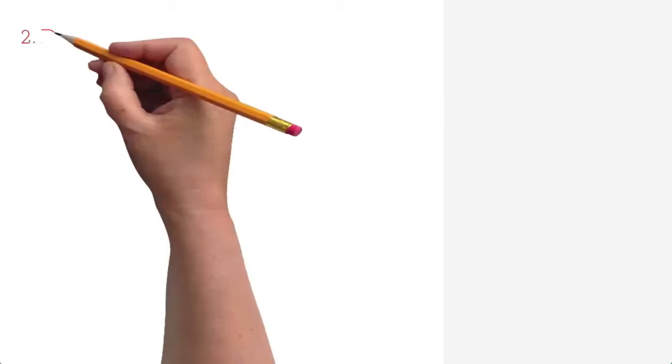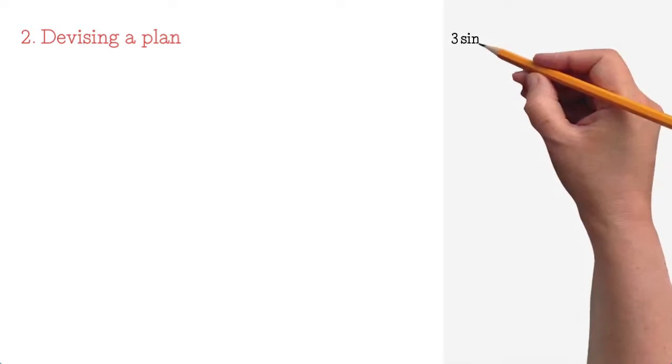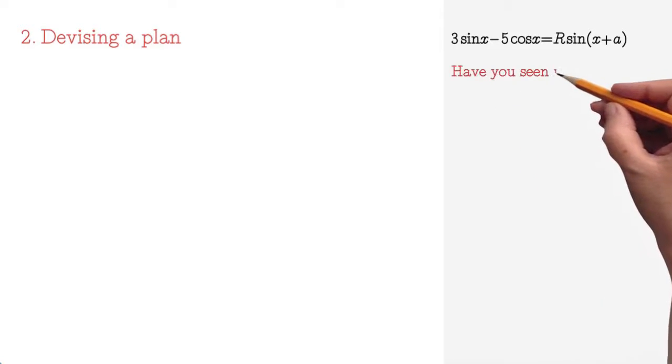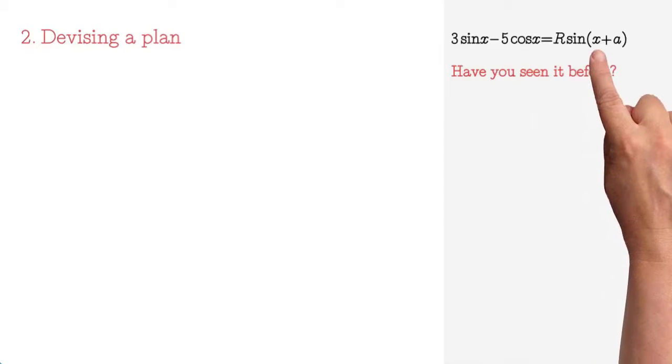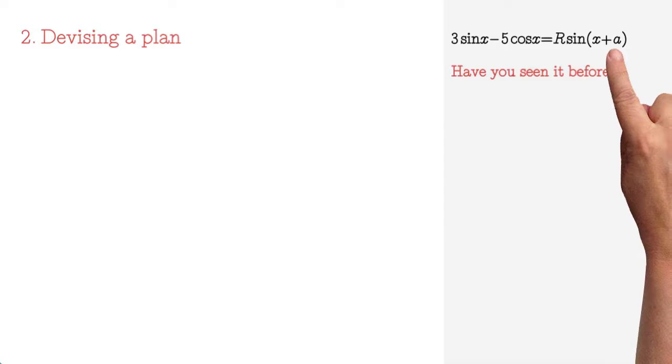Step number 2 is devising a plan. We have our equation from the previous board, and that will help us find r and a. We ask ourselves, have you seen it before? On the right-hand side, we see the sine of a sum of two angles, the angle x and the angle a. If we have studied trigonometry, we probably have seen it before.